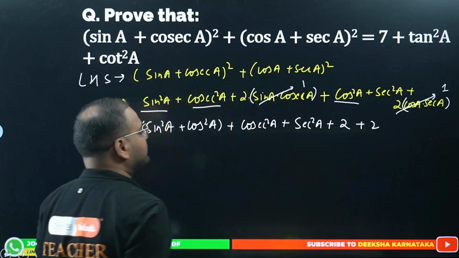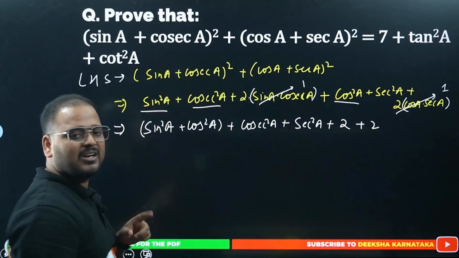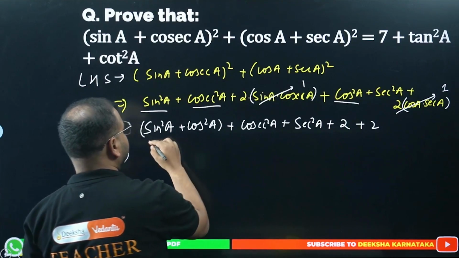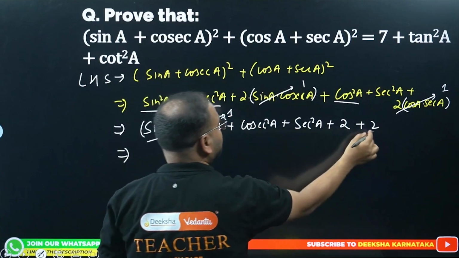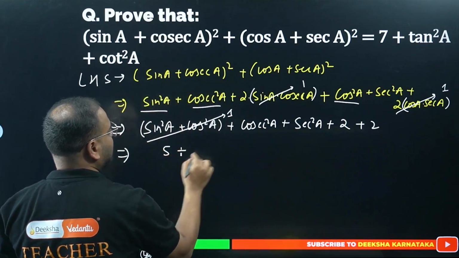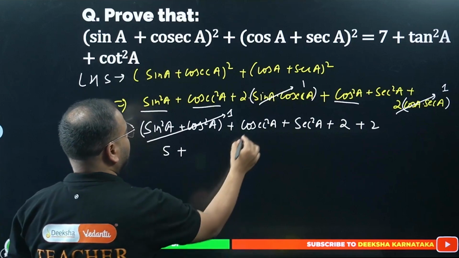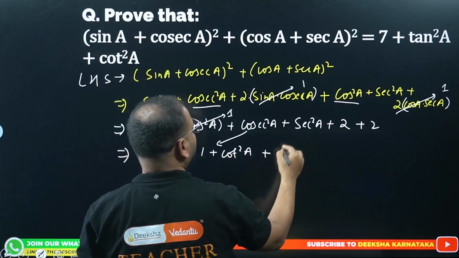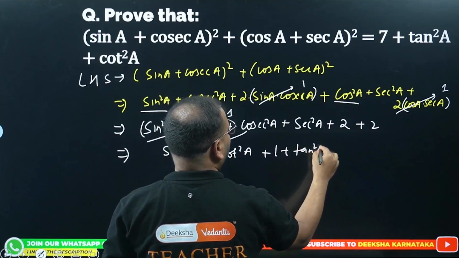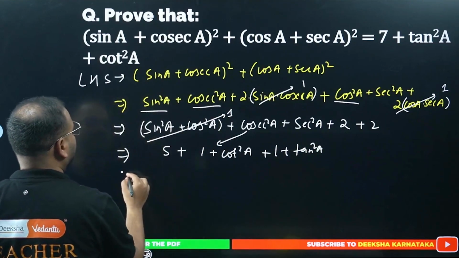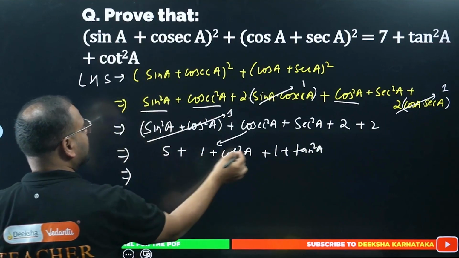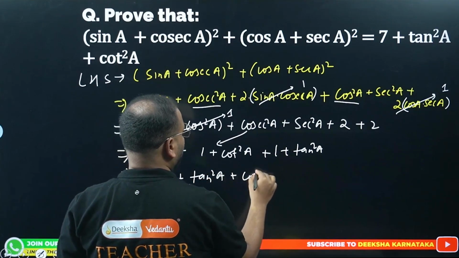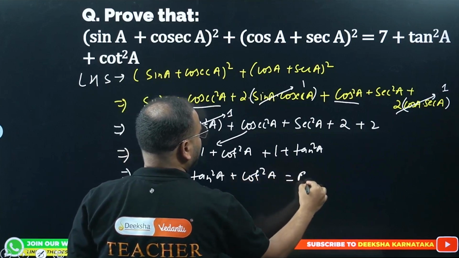I have taken sec square already. So what is my answer? Sin square plus cos square is 1, the identity. So this is 1 and this is 2 plus 2. So 4 plus 1 is 5. Now write the identity for cosec square: cosec square a is 1 plus cot square a. Sec square a is 1 plus tan square a. The 3 identities I am using, all 3 have been used here. 5 plus 1 plus 1, 7 plus tan square a plus cot square a equals RHS.